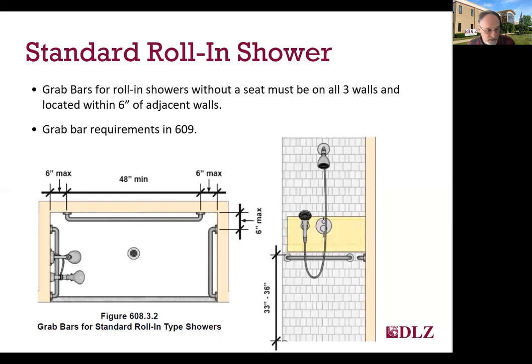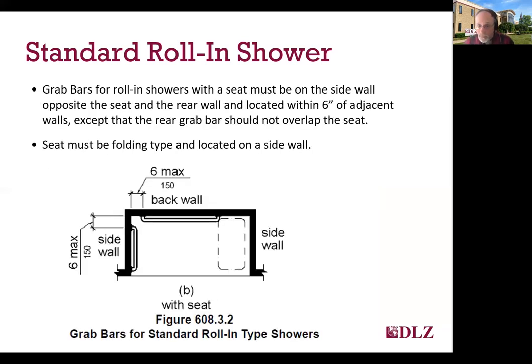And you can see here on the graphic on the right, the yellow area showing the 12-inch clear space and the small 1.5-inch area that is allowed to be within. If there is a seat in a standard roll-in shower, it must be a folding type and located on a side wall. There must be grab bars on the side wall opposite the seat and on the rear wall. The grab bars must be located again 6 inches maximum from the adjacent seat, except that the rear grab bar should not overlap the seat as shown here in the figure.